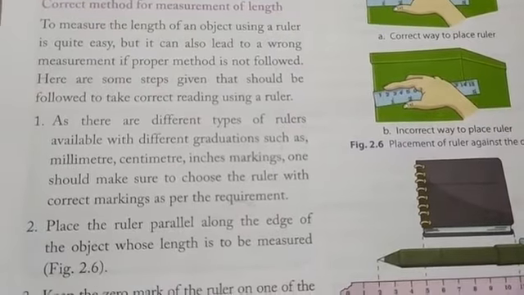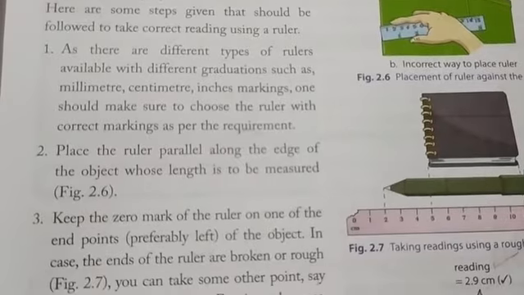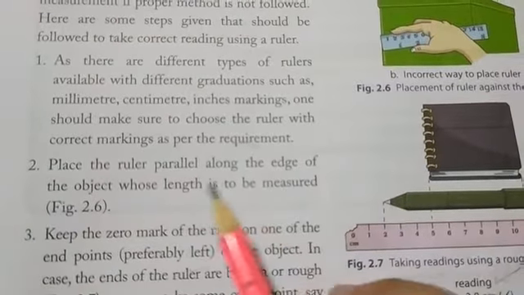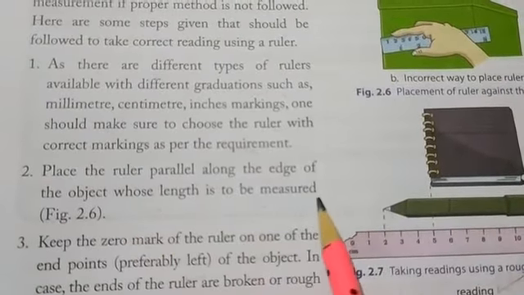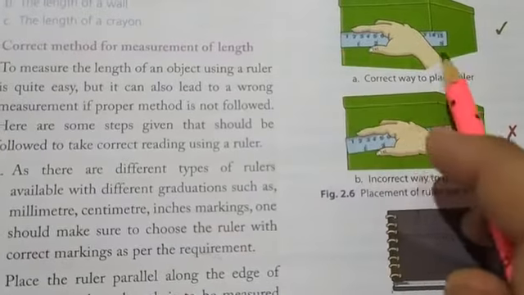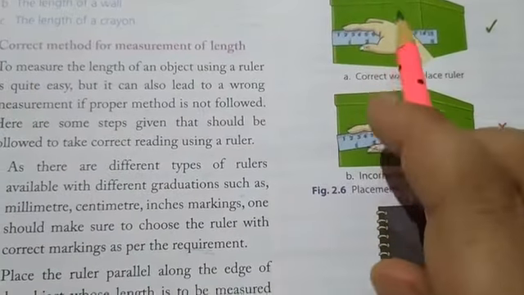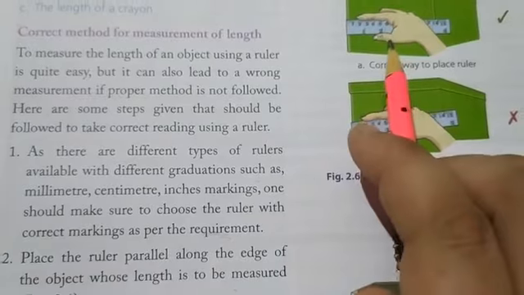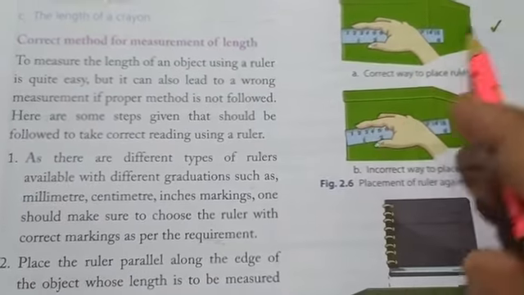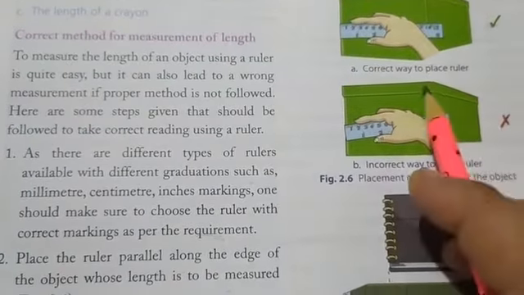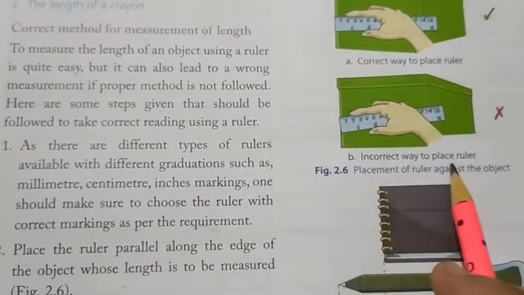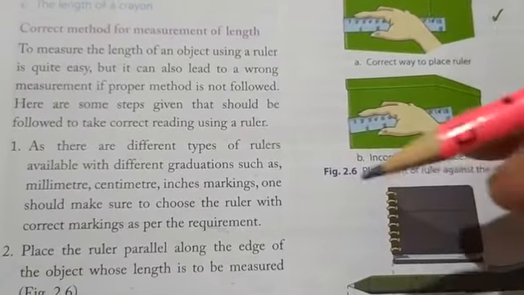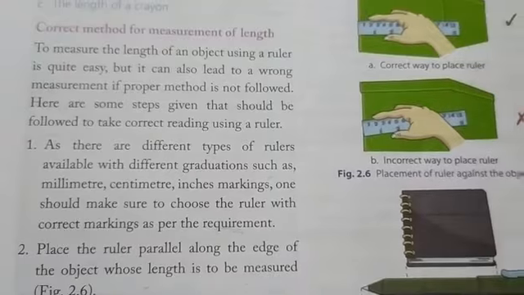of that object. Second one is, place the ruler parallel along the edge of the object whose length is to be measured. Place the ruler parallel along the edge of the object whose length is to be measured, like this. This is the correct way to place the ruler and this is the incorrect way to place the ruler. This is the oblique way. This is the correct way.